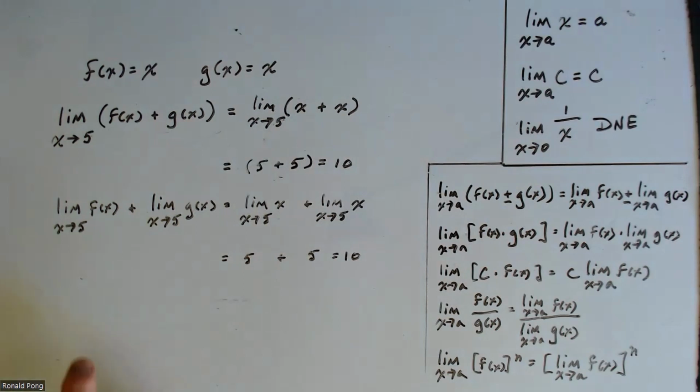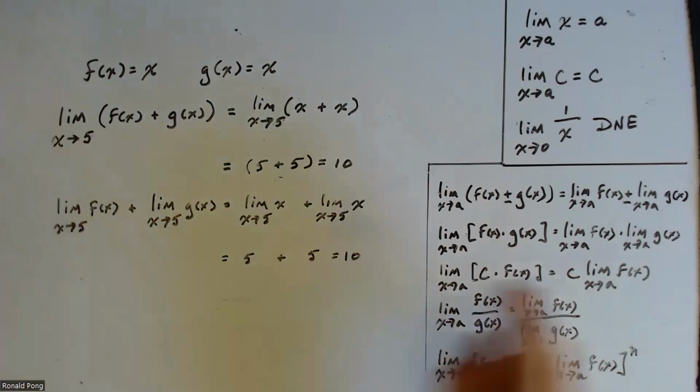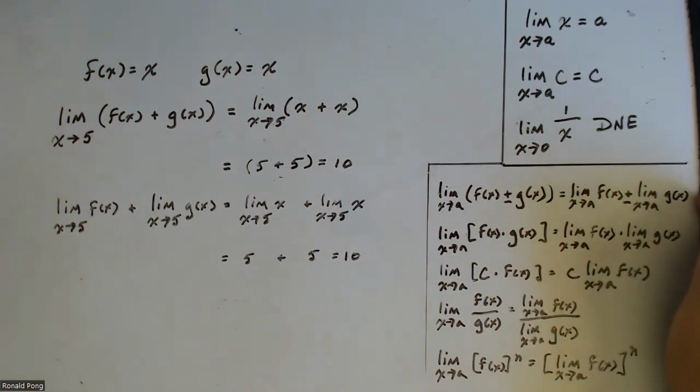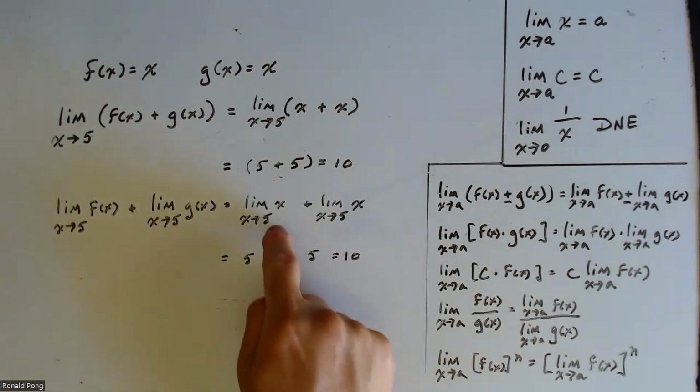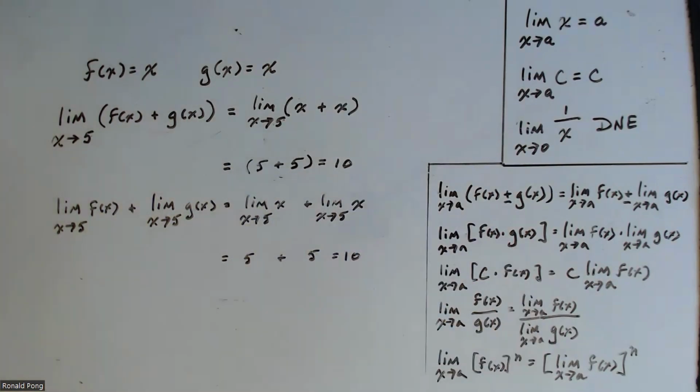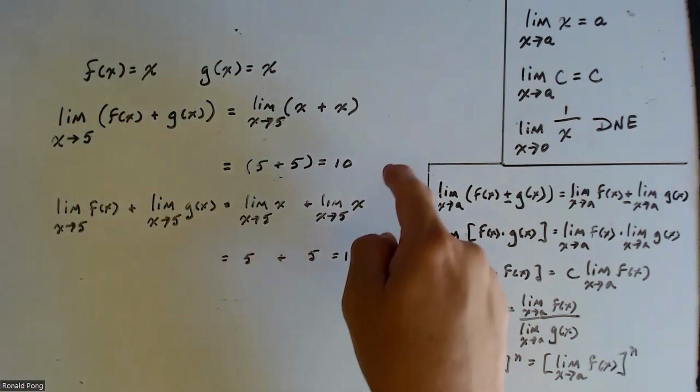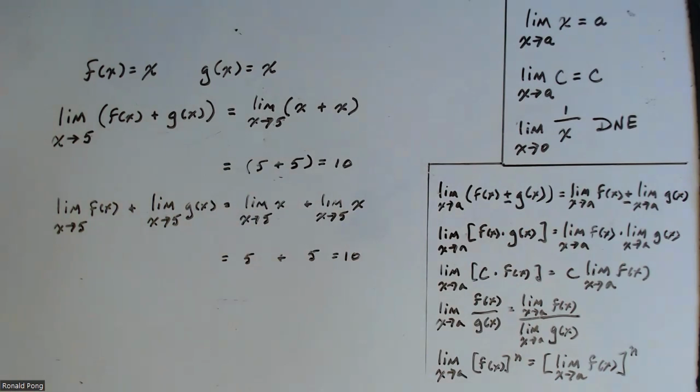We can take the same approach for the right-hand side of this limit property. In other words, the limit as x approaches 5, in this case, of f of x, and the limit as x approaches 5 of g of x, again, substituting the expression for each function, taking the limit, which is 5 plus 5, and we see that we get the same result, 10.